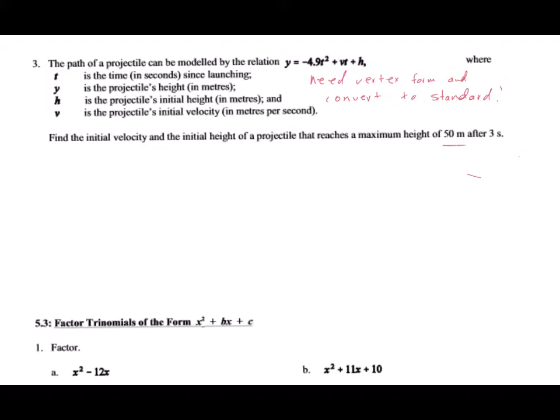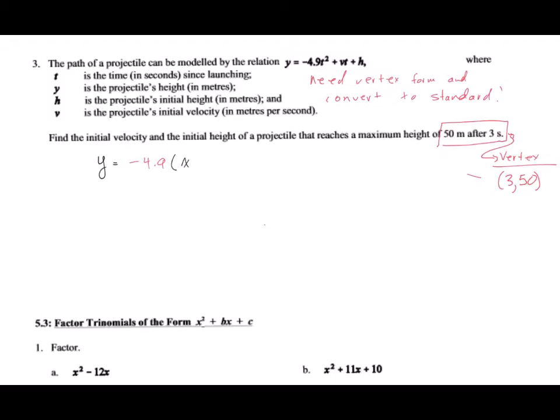Now, it says t is the time in seconds, so that's going to be like our x value. y is going to be our height. h is going to be our projectile's initial height. And v is going to be our initial velocity. So I'm going to use x instead of t. You could do that on your test. Your vertex in this case is (3, 50), because we knew that y is the height, so 50 has to be on the right side of the vertex point.